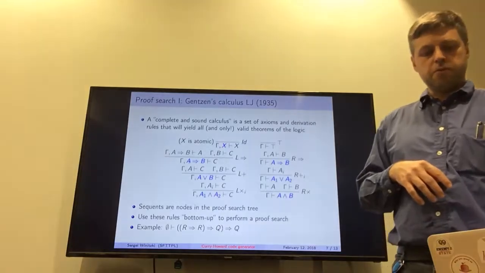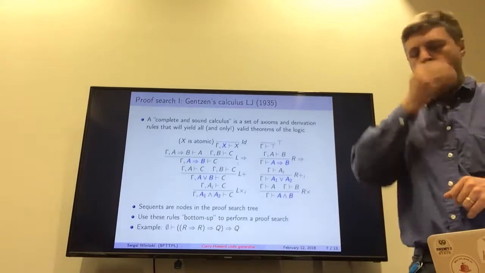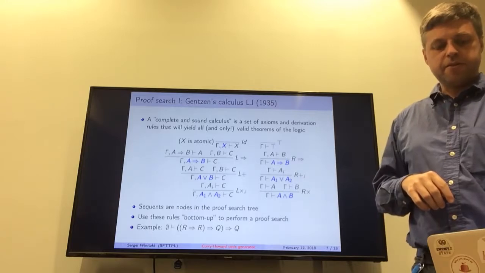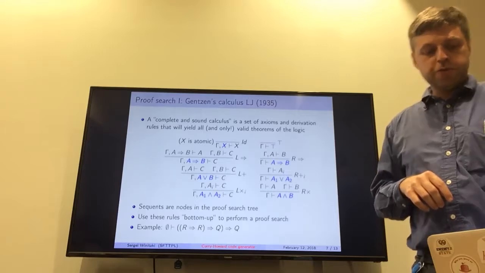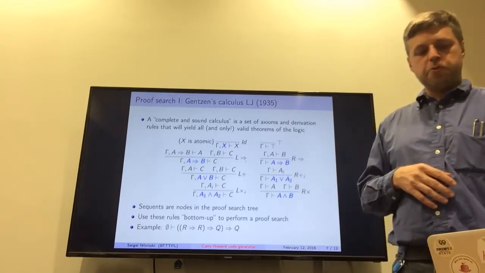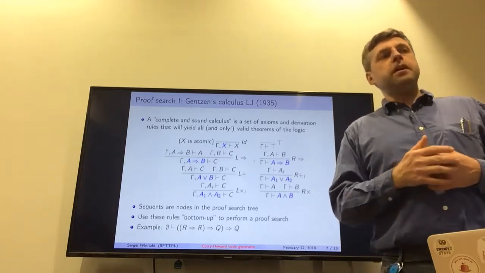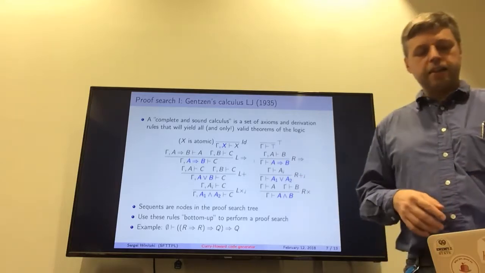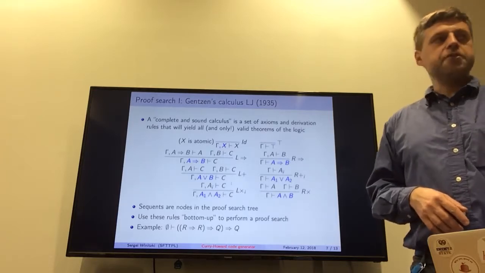Each of these sets of rules is called a calculus by the logicians. This calculus is due to Gentzen, and this calculus is proved to be complete and sound. So in other words, using these rules, you prove only the theorems that are valid and all the theorems that are valid. But there are many other equivalent, complete and sound calculi that are more complicated. This is maybe the simplest one for this logic.